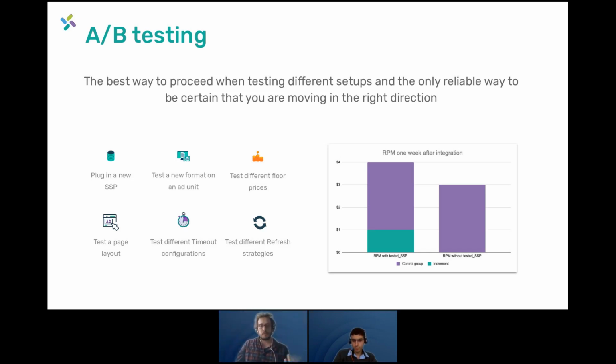So finally, what you can use an A/B test for, it can be used for a lot of stuff. Here are a few examples of what we did here at PubStack with our publishers.